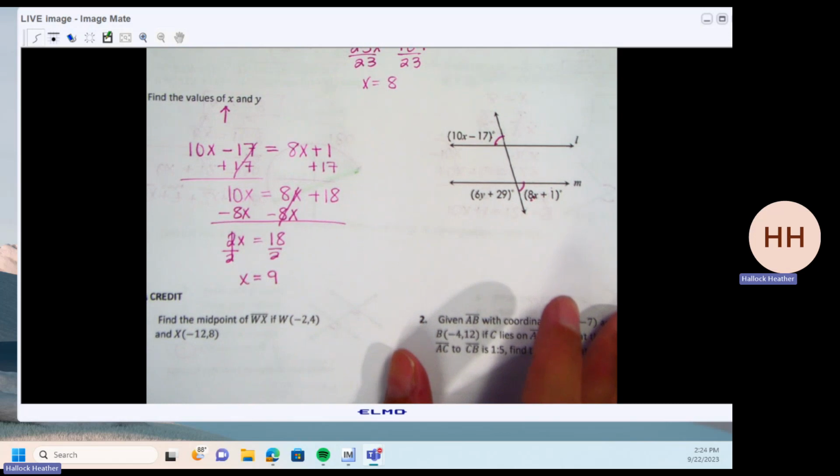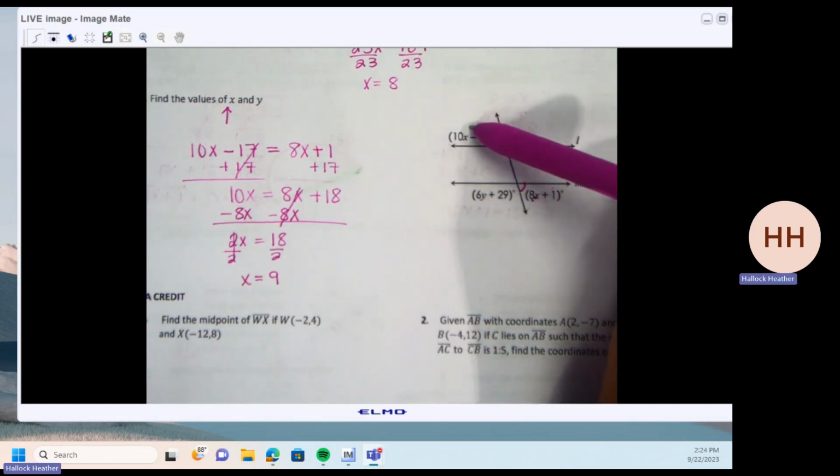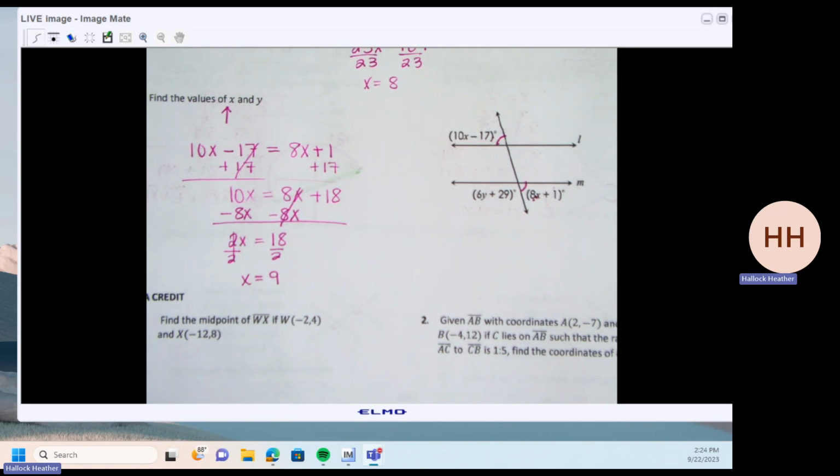So once I find x, I'm going to take that and plug it into whatever's going to help me find y. You do one of two things. You can plug x in here, and these will be same side exterior angles, which add to make 180. Or you can plug it in here, and then these are also supplementary because they form a straight line, because they're a linear pair. So I'll plug it in here, because I think that's what most people will do.